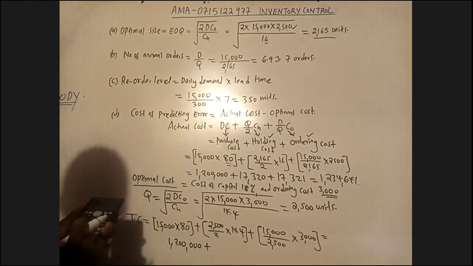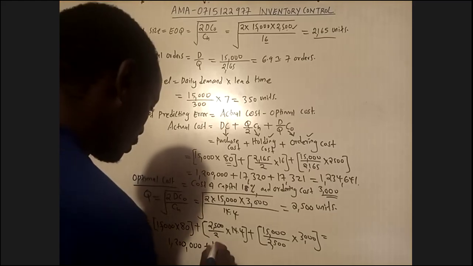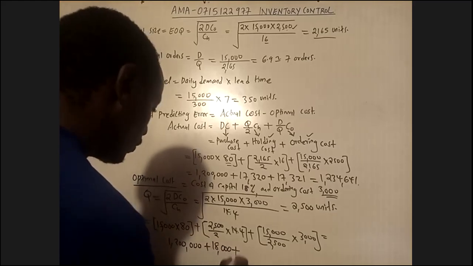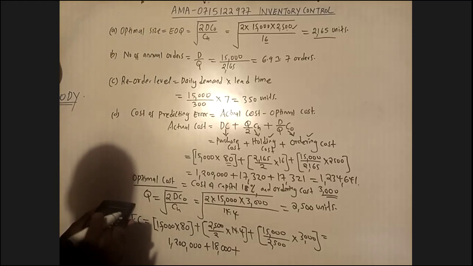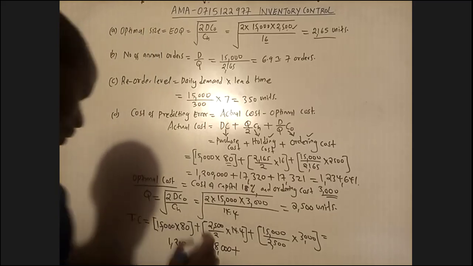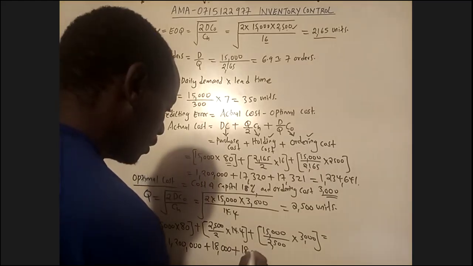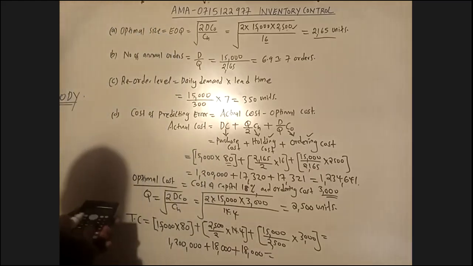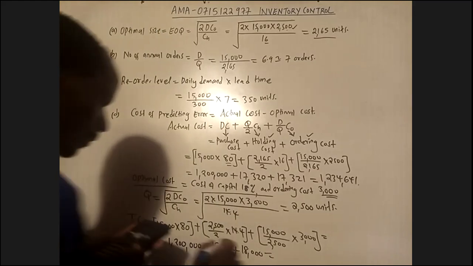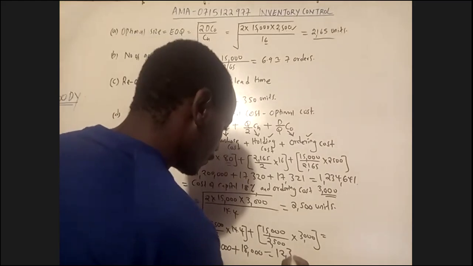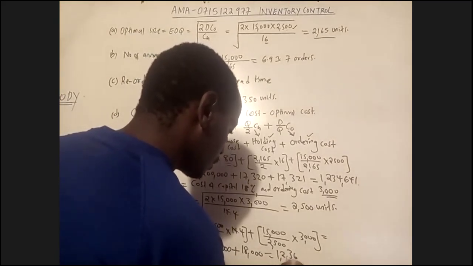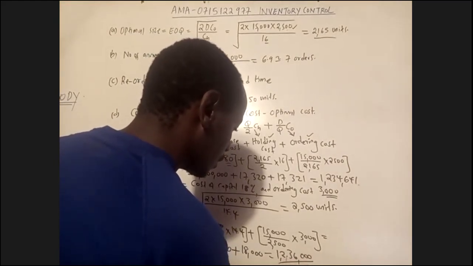2,500 divided by 2 times 14.4 is 18,000. 15,000 divided by 2,500 times 3,000 is 18,000. So they are similar. Ordering cost will be 12,00,000 plus 2 times 18,000, which is 12,36,000.